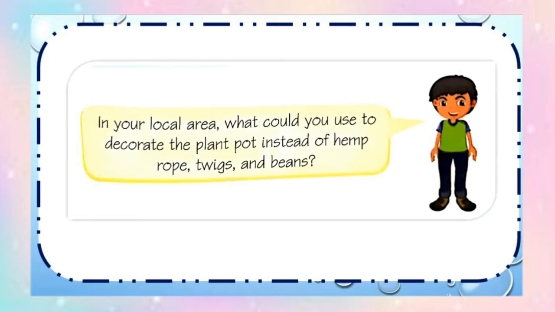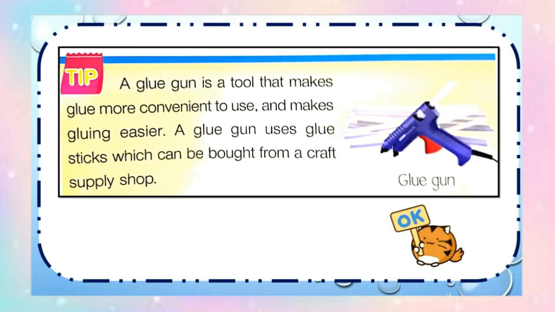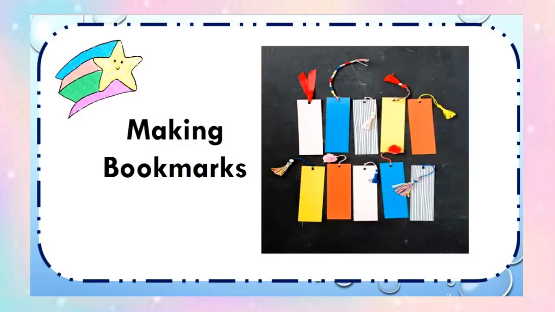Next, okay, a glue gun is a tool that makes glue more convenient to use. I've said earlier you can use a glue gun, but make sure you use it carefully, okay? A glue gun uses glue sticks, which can be bought from a craft supply shop. But again, be careful in using this because it is hot and it might burn or hurt you, okay?